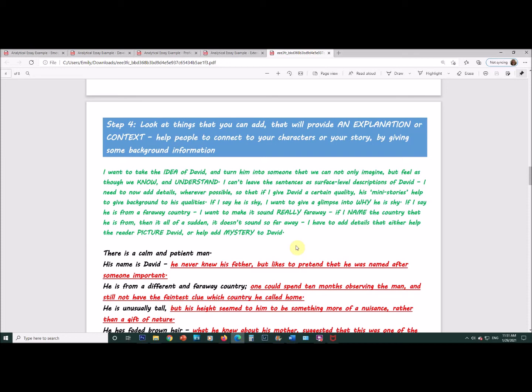I can't leave the sentence as surface level descriptions of David. I need to now add details wherever possible so that if I give David a certain quality, his mini stories help to give background to his qualities. If I say he is shy, I want a glimpse into why he is shy. If I say he's from a faraway country, I want to make it sound really far away. If I name the country that he's from, then all of a sudden it doesn't sound so far away at all. I have to add details that either help the reader picture David or help add mystery to David.